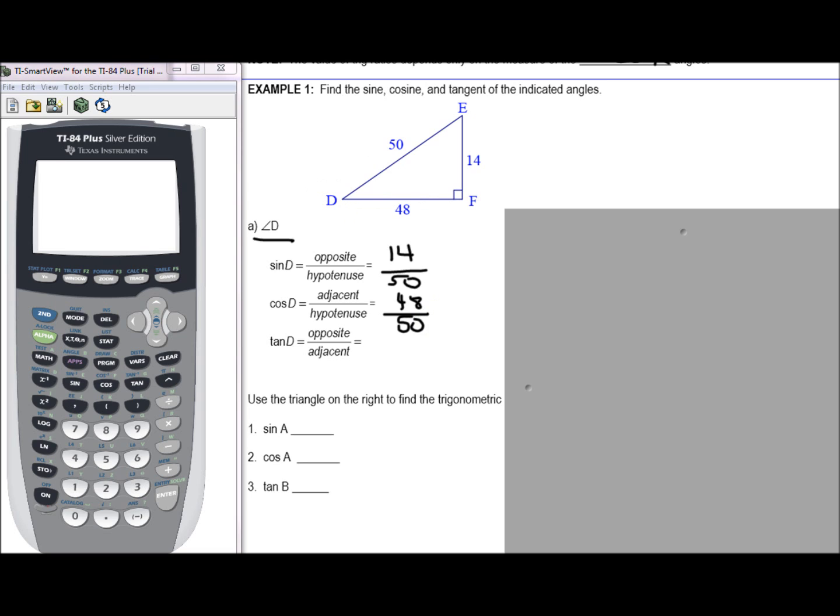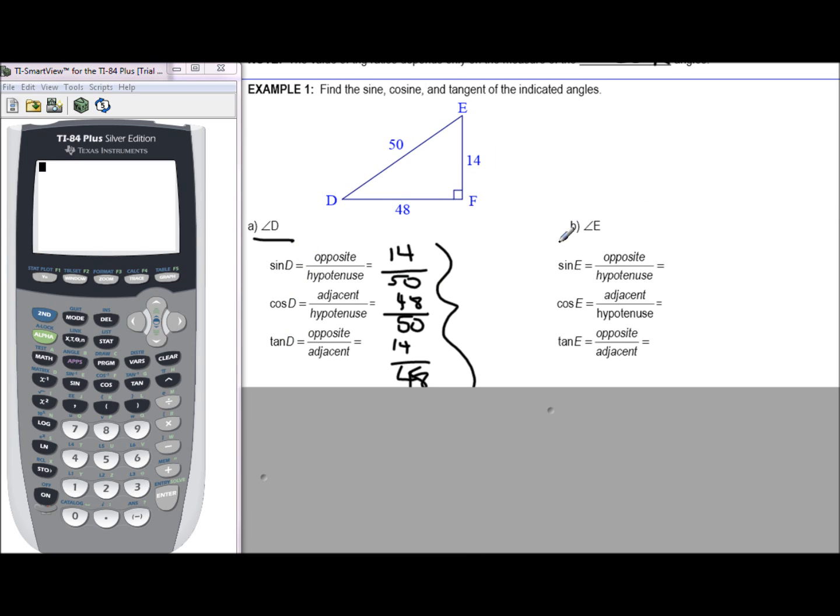Okay, and once again, let's look for the tangent of angle D. Well, we're going to use angle D once again. Tangent is equal to angle D's opposite side, so across from angle D, which is 14, over angle D's adjacent side, the side that's touching angle D, but that's not the hypotenuse. So these three ratios represent the sine, cosine, and tangent ratios of angle D.